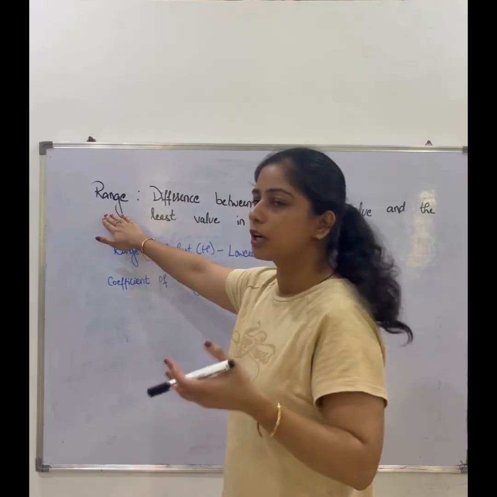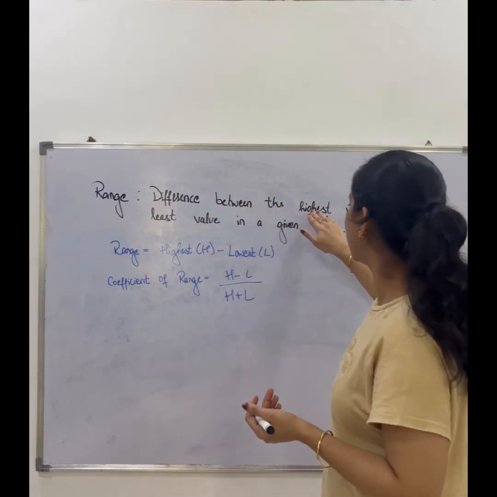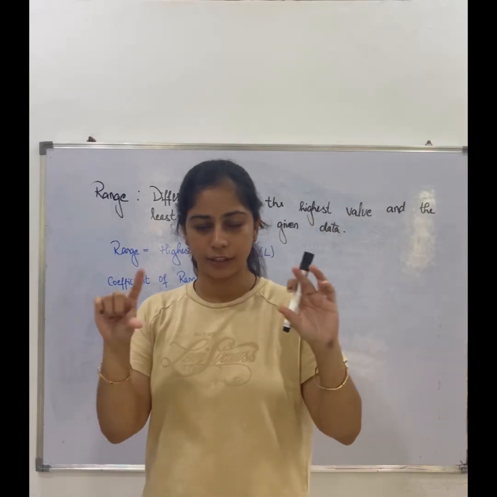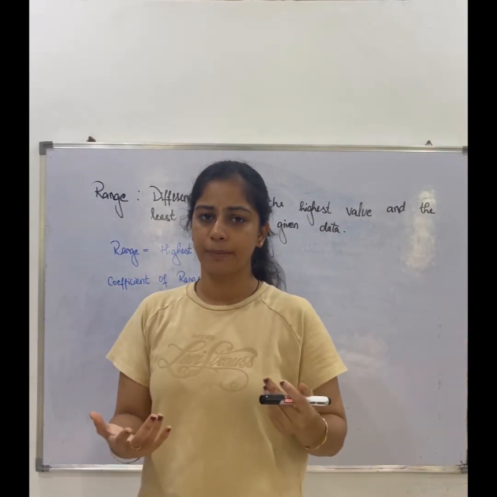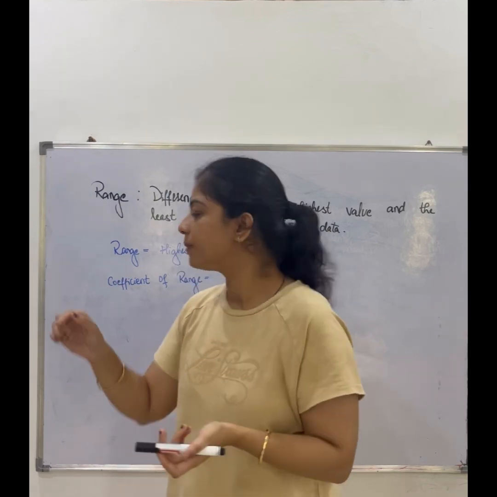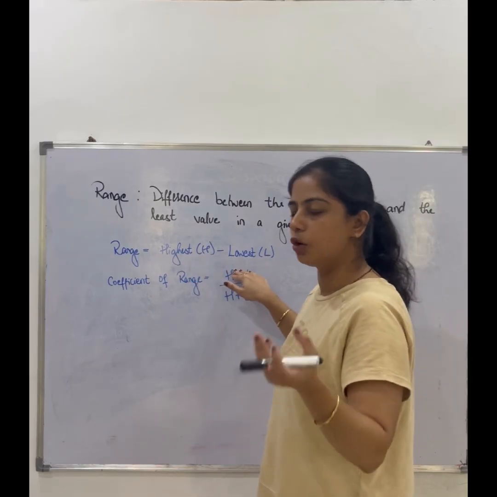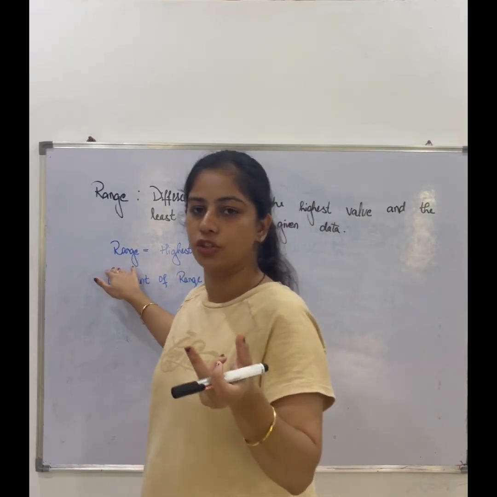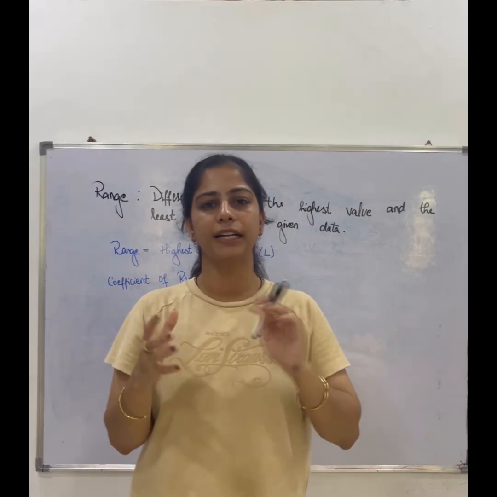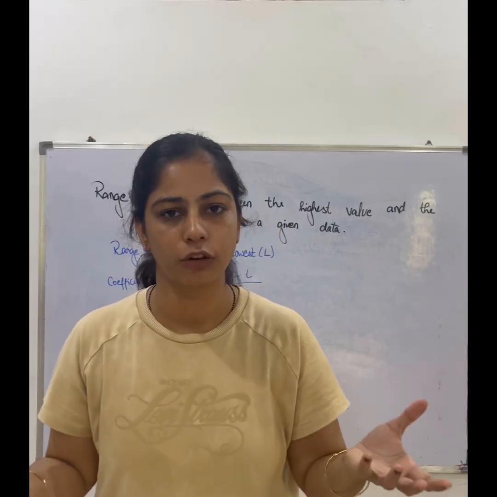Now what do we do exactly in range? It is the difference between the highest value and the least value in the given data. For example, a set of data is given to you. First, find the highest value in the data and then the least value. After finding those values, subtract the lowest from the highest, and you will get the value of range. Now why do we do this? In order to get an idea of the spread of the values in your particular set of observations.